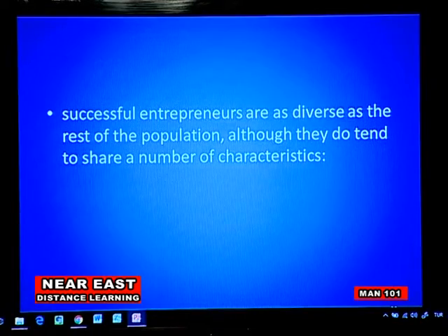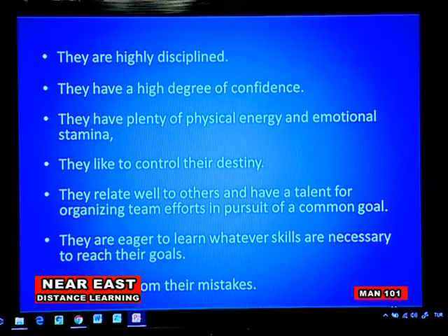Successful entrepreneurs are as diverse as the rest of the population, although they do tend to share a number of characteristics. They are highly disciplined, they have a high degree of confidence, they have plenty of physical energy and emotional stamina, they like to control their destiny, they relate well to others and have a talent for organizing team efforts in pursuit of a common goal.